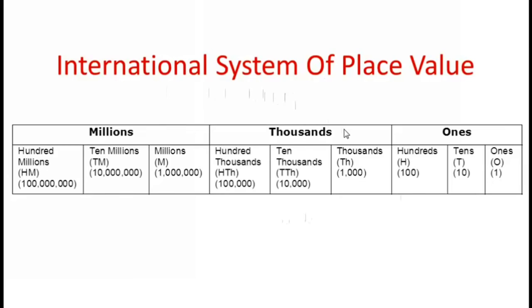Why do we need the international place value system? Because for worldwide use, suppose we have to transfer data worldwide, so it is a worldwide system, and we can use it in the whole world. In this also 3 groups are there: ones, thousands and millions. Ones is divided in 3 parts: ones, tens and hundreds. Thousands is divided in 3, and millions also divided in 3.